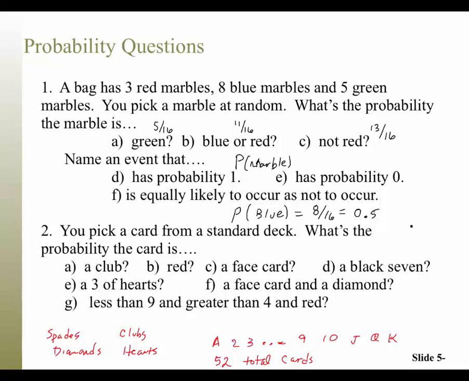1/2 probability. Okay, let's do the deck. Probability that you get a club. Kayla, did you get that one? 13 out of 52. And what does that simplify to? What is 13 out of 52? 1/4. Or sorry, 25% chance.